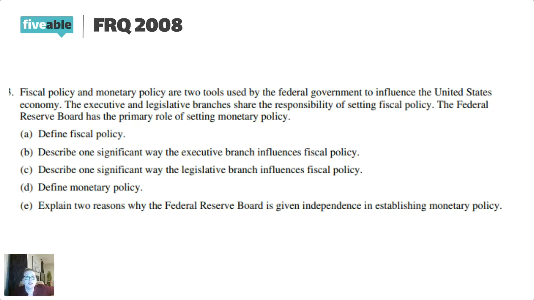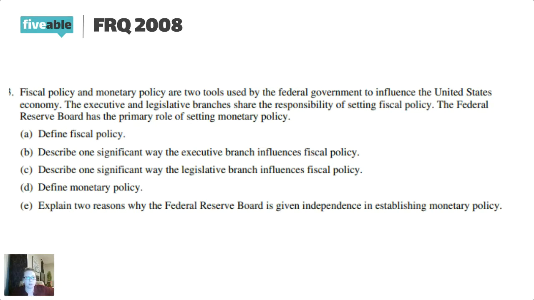All right, part C. So actually, you're going to kick this exam's booty. All right, so 3. Describe one significant way that the legislative branch influences fiscal policy. Well, you already did it in that you said that the Congress passes the budget, all right? D, define monetary policy. Monetary policy. Good. So how the Federal Reserve changes interest rates to impact the economy.